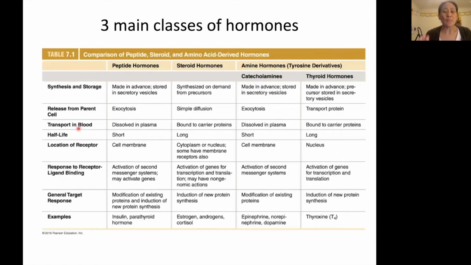Okay, so I just want to remind you that we can divide our hormones into three main chemical classes. We have the peptide hormones, which we just talked about, steroid hormones, which I'm going to be covering here, and then also the amine hormones. Okay, so let's get started talking about steroid hormones.